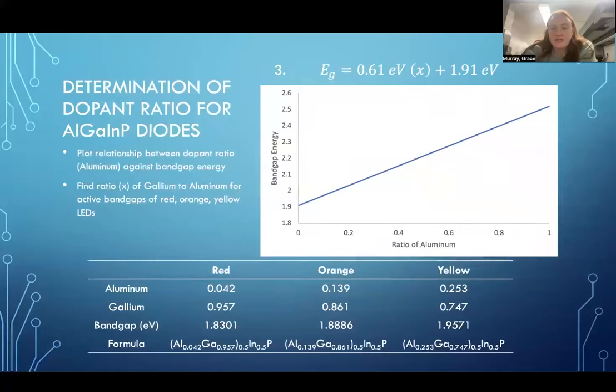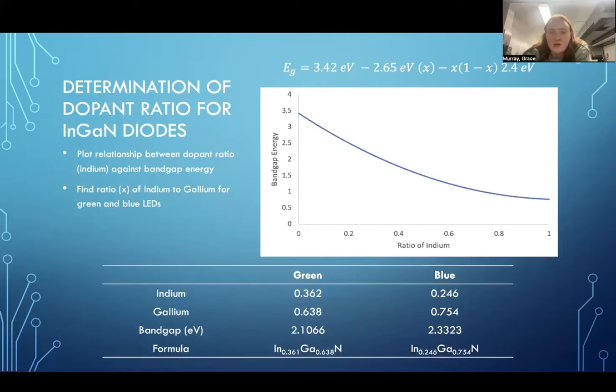The final analysis was completed to determine the dopant ratio for both types of diodes. For the aluminum gallium diodes, the relationship shown in equation 3 up here was plotted for 20 points between 0 and 1 and resulted in a linear graph. Then, this equation was solved for X, which is the aluminum ratio, for each of the 3 diodes, red, orange, and yellow. Red had the smallest ratio of aluminum to gallium, and yellow had the highest.